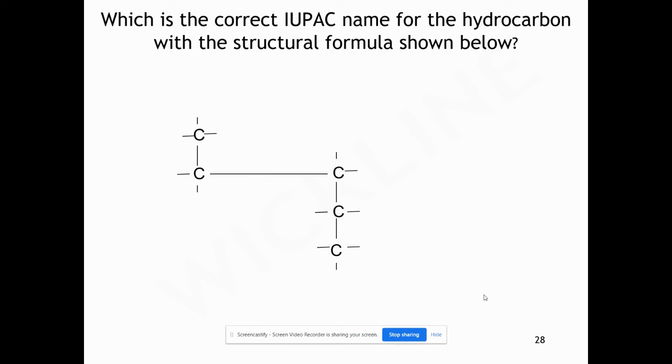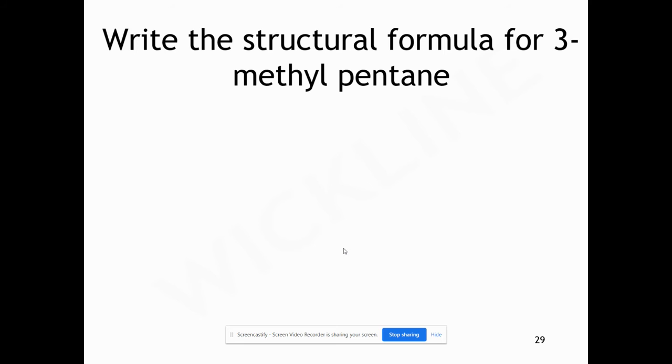Which is the correct IUPAC name for the hydrocarbon right here? Well, this is where it gets tricky because this is not a dingle-dangle that dangles off the dongle. Because remember, they're not straight. So it would be 1, 2, 3, 4, 5. What would 5 be? Pent, right? No double or triple bonds. So pentane. I'm asking you to write the structural formula for 3-methylpentane. So you would draw 5 carbons and put a methyl group on the third one.